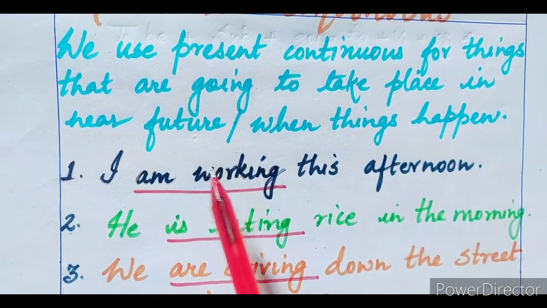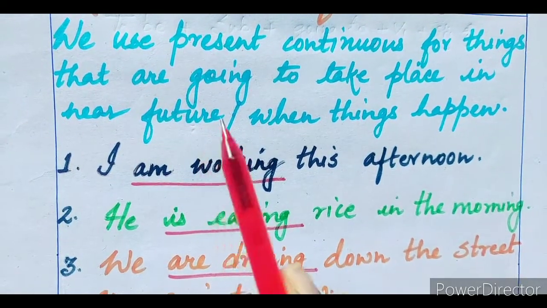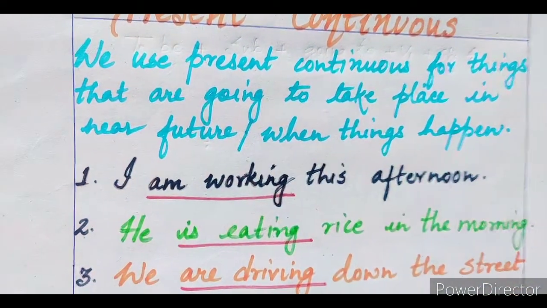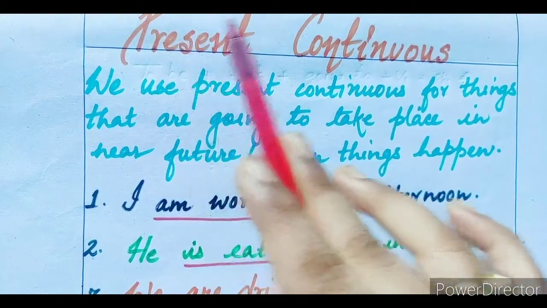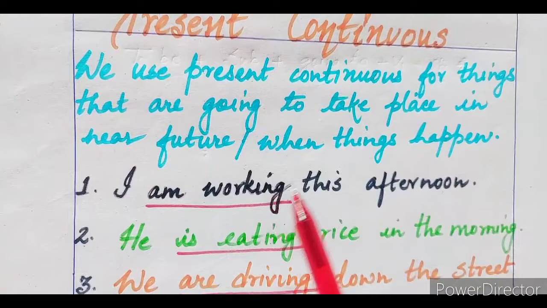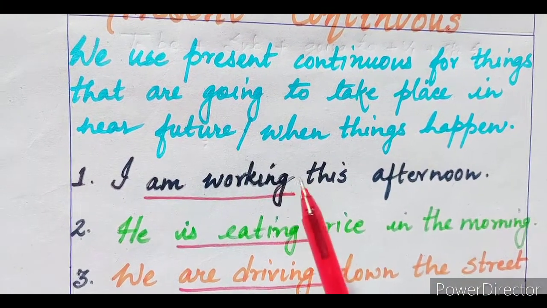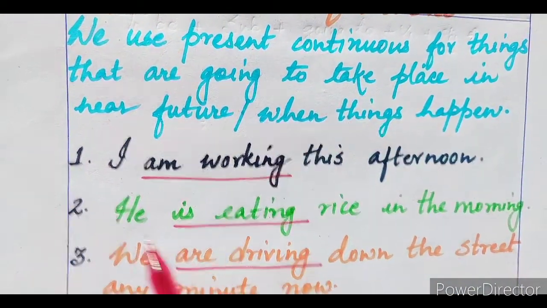Now this doesn't indicate that the action is going on now. It tells us that the action is going to take place in the near future. That is why sometimes we can use even the present continuous tense to indicate the future tense. Understood now? Okay, now let's go through the second example.